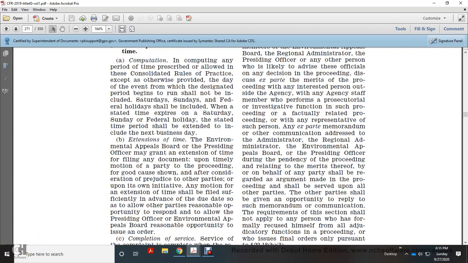Extension of time. The Environmental Appeals Board or the presiding officer may grant an extension of time for filing any document upon timely motion of a party, for good cause shown, and after consideration of prejudice to the other parties, or upon its own initiative. A motion for extension of time shall be filed sufficiently in advance of the due date to allow the other party a reasonable opportunity to respond and to allow the presiding officer or the Environmental Appeals Board a reasonable opportunity to issue an order.